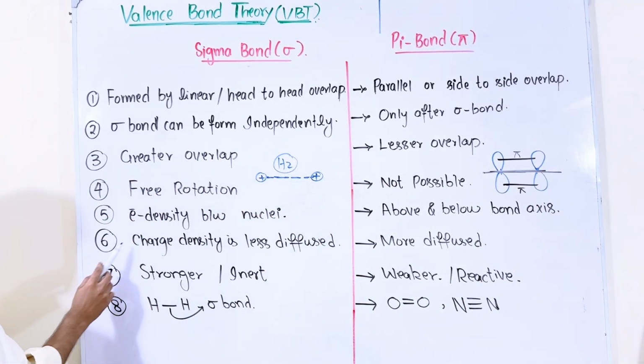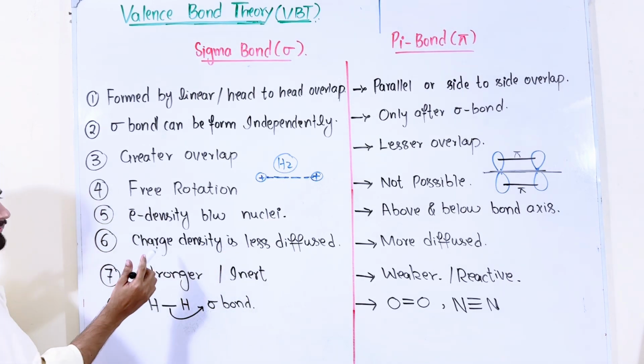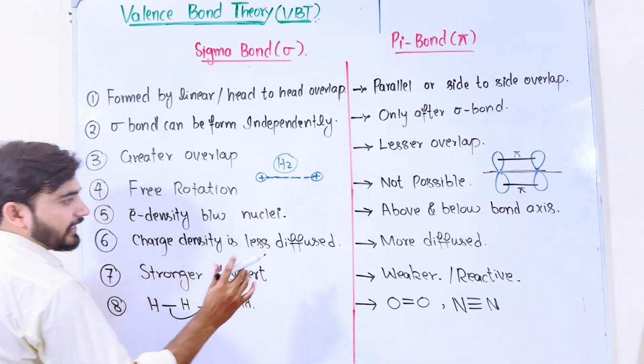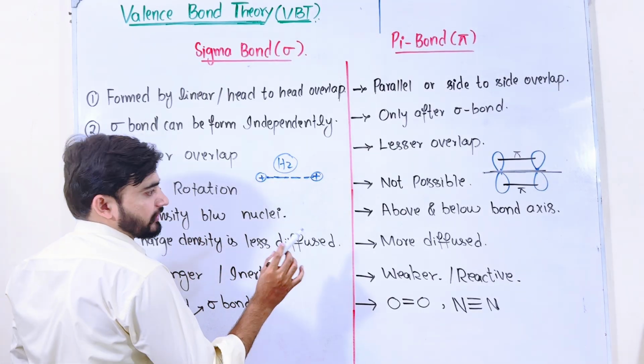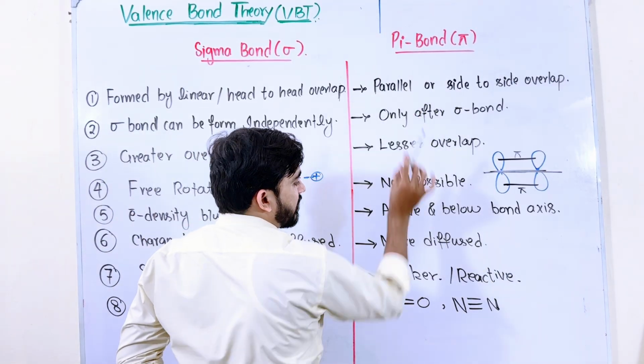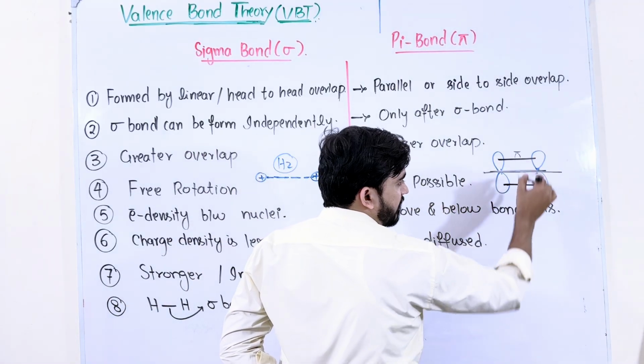The next difference is its charge density is less diffused, so that's why it will be inert, because its charge density is in between two nuclei. That's why its charge density will be less diffused. And the charge density of the pi bond is more diffused as it is away from the nuclear axis.